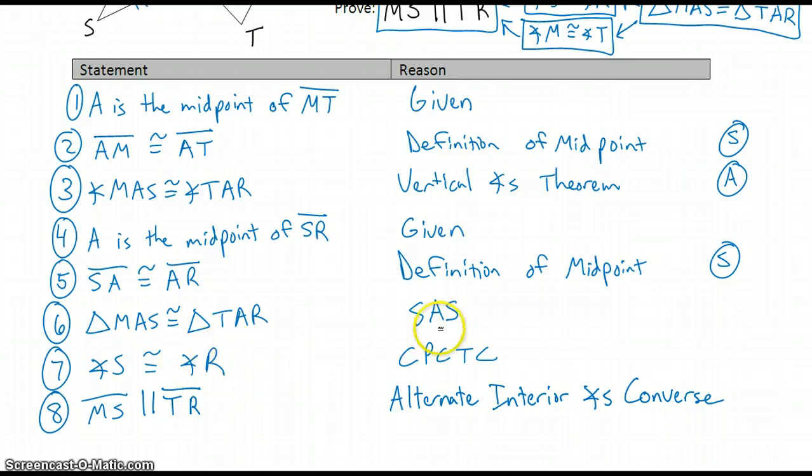Notice a couple things. I didn't use CPCTC until after my triangles are congruent. I can never use this until I've stated that triangles are congruent. And the reason that these two angles are congruent is not because they're alternate interior angles. They happen to be alternate interior angles that are congruent for a different reason. Let's look at a second proof.